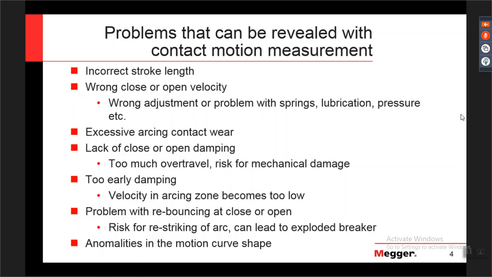There could also be a problem with rebouncing contacts at both close and open, which can cause, at opening, restrike of the arc. It can also lead to an exploded breaker, because when you have this situation, there is no energy left to extinguish the arc if the breaker is already open. I will explain this a little bit in the graph later. And other anomalies in the motion curve shape.